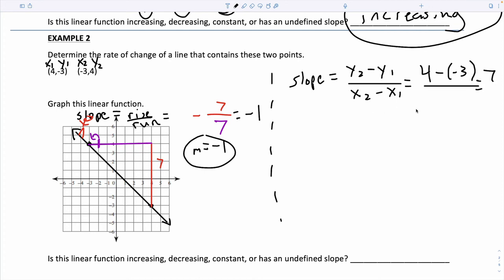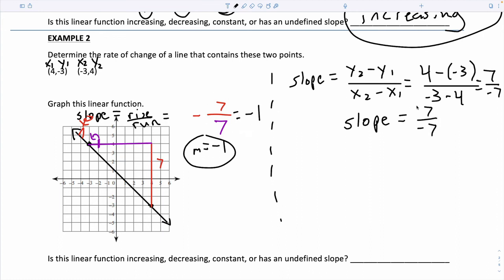And x2 minus x1, fill in the numbers on the bottom for me. Go ahead, Peyton. -3. What's my x1 value? And so it's going to be -3 minus 4. Okay, so you have a 7 on the top, a -7 on the bottom. Your slope is 7 over -7. Is that the same thing as the slope?